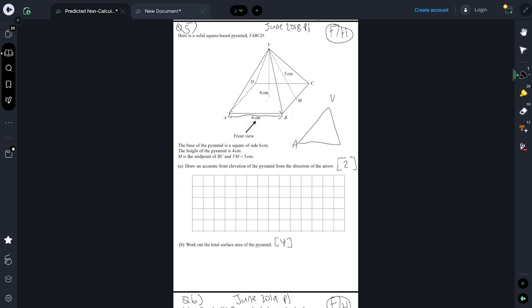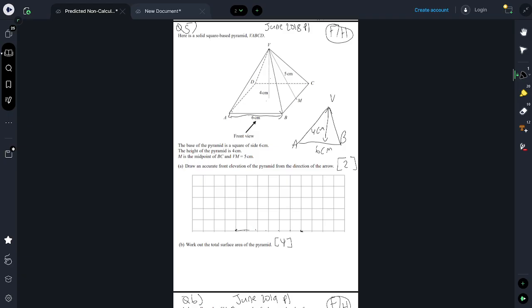So we'd say triangle ABV. The base would be 6, and the vertical height here would be 4. And that's what we're drawing, right? The accurate front elevation. It says accurate. They're giving us a centimetre grid, so each square is a centimetre long. So what we need to do here, let's draw a base of length 6 squares. So 1, 2, 3, 4, 5, 6. Then draw that accurately with a ruler.